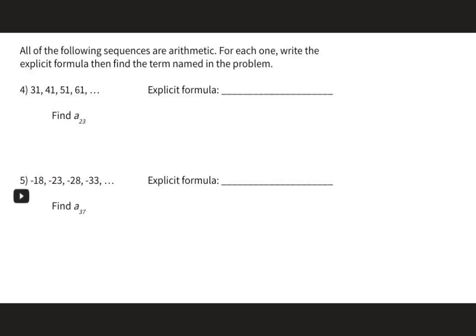All right, so for this set of problems, it says all the following sequences are arithmetic. For each one, write the explicit formula, then find the term named in the problem. So looking at number 5 here, we have a sequence that's negative 18, negative 23, negative 28, negative 33. So this is a decreasing function because we know that our numbers are getting more negative. To go from negative 18 to negative 23, we have to subtract 5. From negative 23 to negative 28, we subtract 5. And then we keep subtracting 5. So that means my common difference is going to be negative 5.